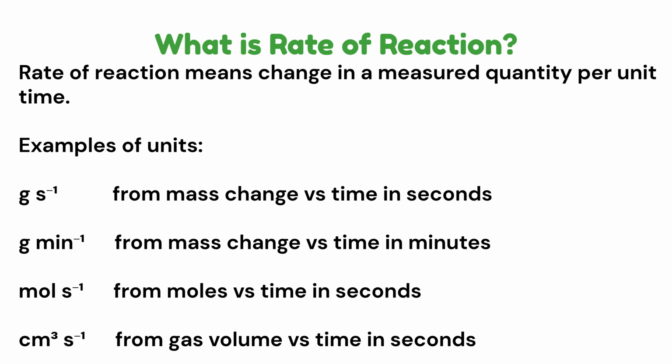Rate of reaction means change in the measured quantity per unit time. Typical units, depending on what you measure, are grams per second and grams per minute when it's mass versus time, moles per second when you convert mass to moles, and centimeters cubed per second when it's gas volume versus time. In this experiment, we'll mainly use grams per second.